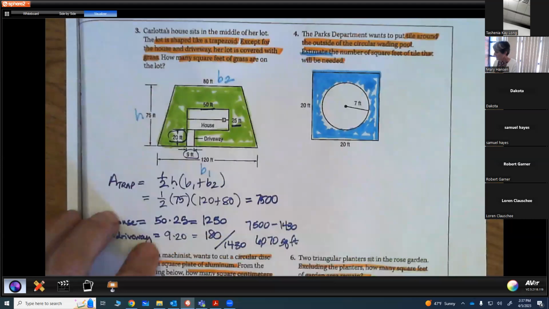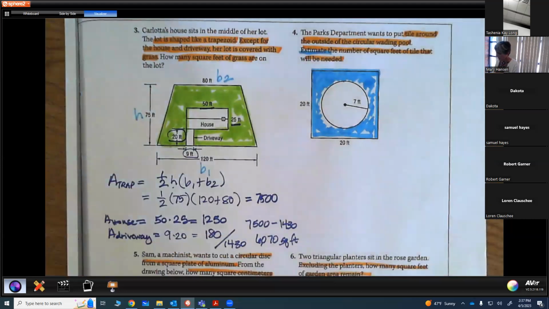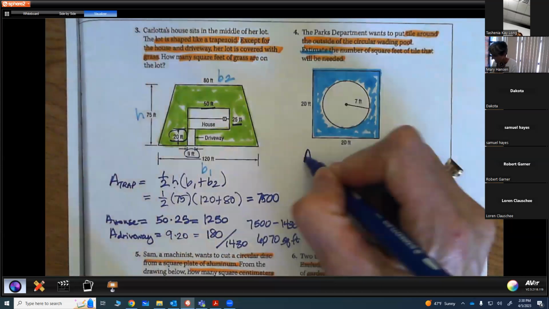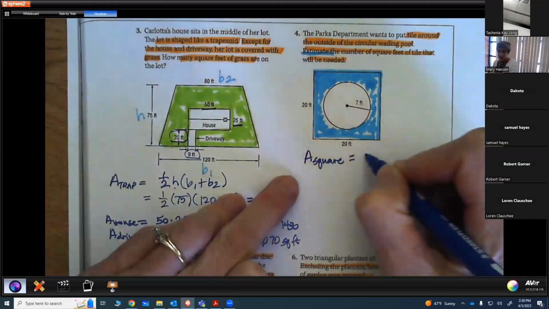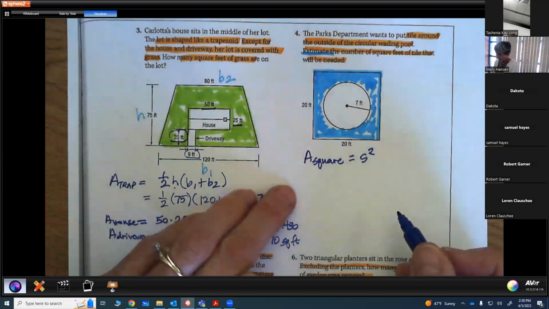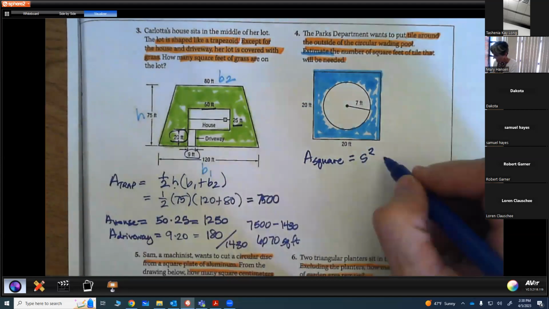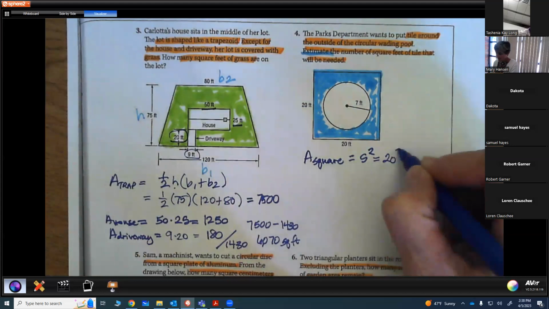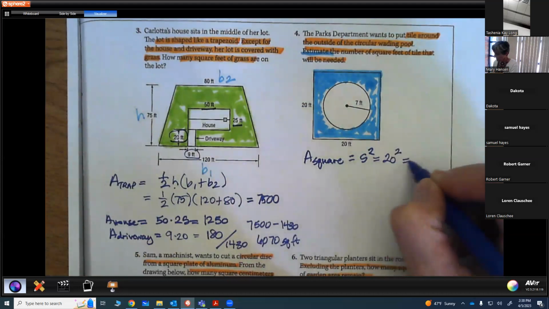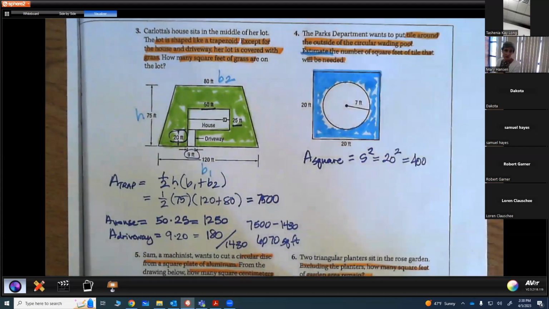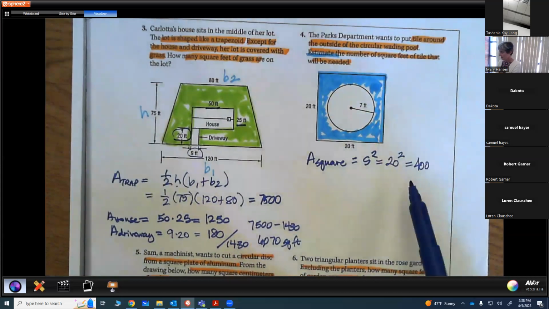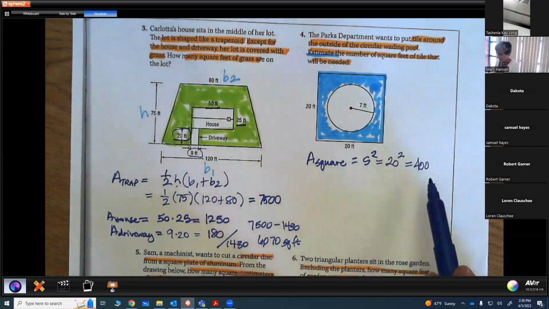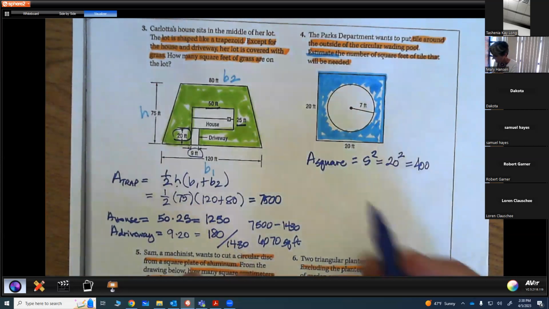Okay, so number 4, we have our tile. So we want to find the area of the square. And that is on our formula sheet, S squared, where the side is 20. So it's 20 squared, which is 400. So that's the square. If I was going to tile the entire square, I would need 400 square feet. But I'm not going to tile the whole thing. I'm going to just tile around that circular pool.